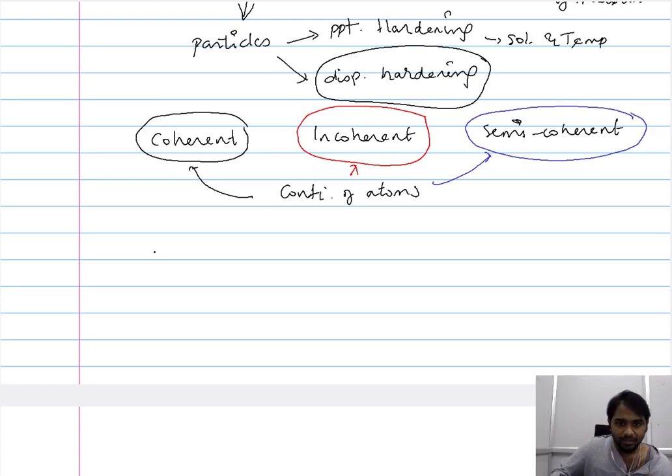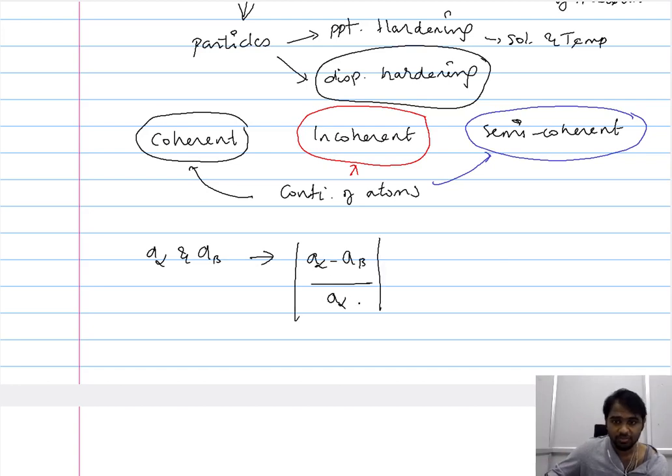Now, if A alpha and A beta are the interplanar distances for phase alpha and beta, the coherency or the nature of the interface can be quantified by considering the difference between these interplanar distances between the 2 phases, with respect to one of the phases. So this can also be replaced by A beta. You are considering the difference in the interplanar distance between the 2 phases with respect to one of the phases. It can be alpha or it can be beta. So either alpha or beta can be in the denominator.